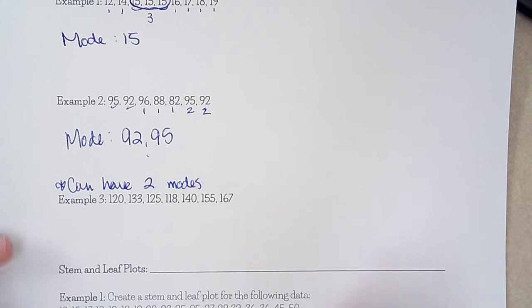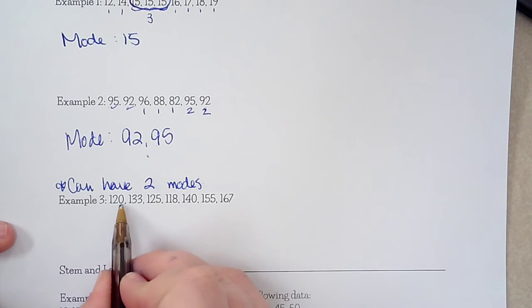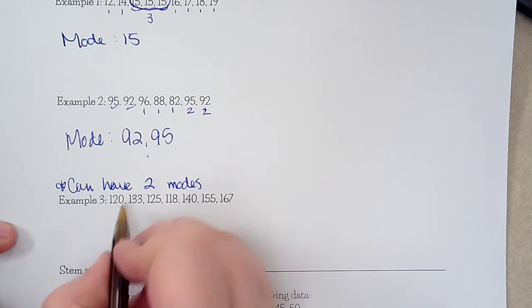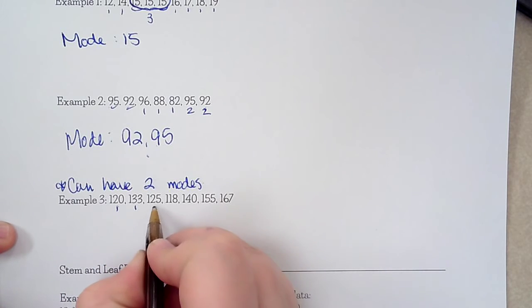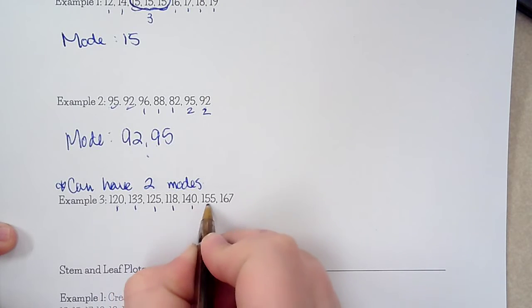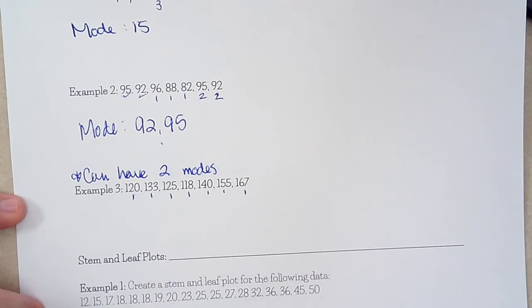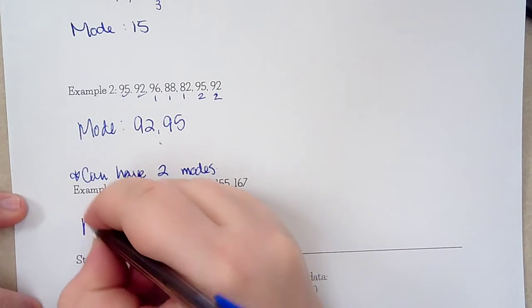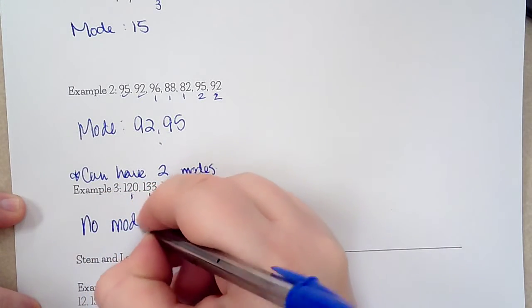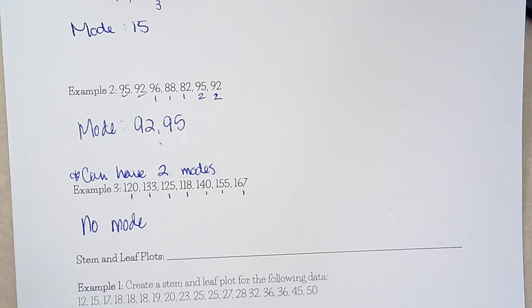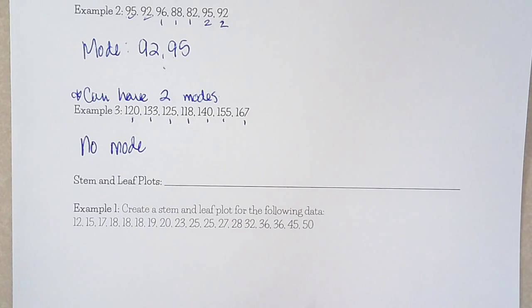All right, example number 3. I've got 120, 133, 1 of each. So in this case, I have 1 of each, and there's no main mode. So in this one, I would just write no mode. There's no number that shows up more commonly than the others. They all show up the same amount of times.